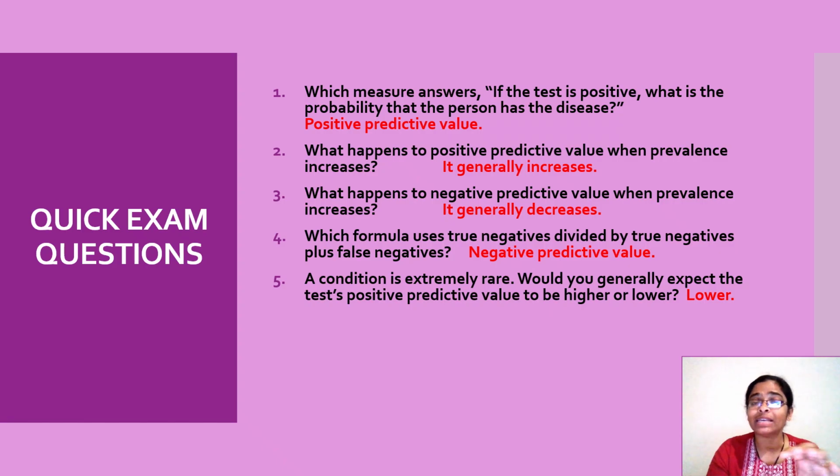A condition is extremely rare. Would you generally expect the test positive predictive value to be higher or lower? So the disease is less, so positive predictive value should be lower.